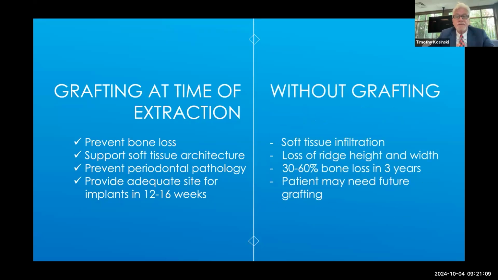If we don't graft, soft tissue will infiltrate that socket. Epithelium grows 10 times faster than bone. We know that bone heals from the apex towards the crest, takes time. Epithelium goes from the crest towards the apex, and it's a race. Tissue will always win. We will get loss of ridge height and width. And the literature says that we get 30 to 60% bone loss in a very short 3 year period.